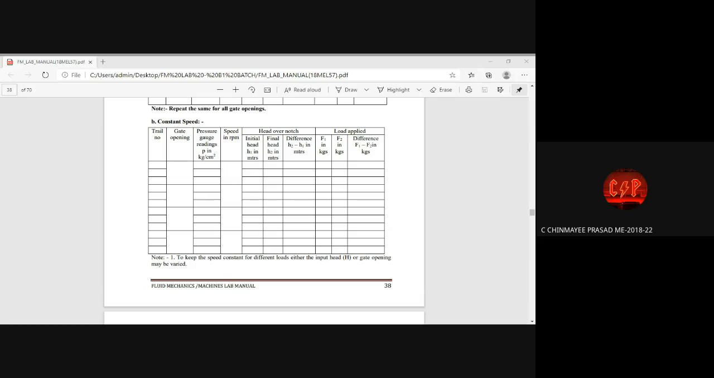Sir, which head value? The 360 degree H value. Yes, sir. But the third trial wasn't given, sir. H value is 0.2 for the second trial. For the third trial, H value is not given. Okay. For the third trial, take H value as 0.2.